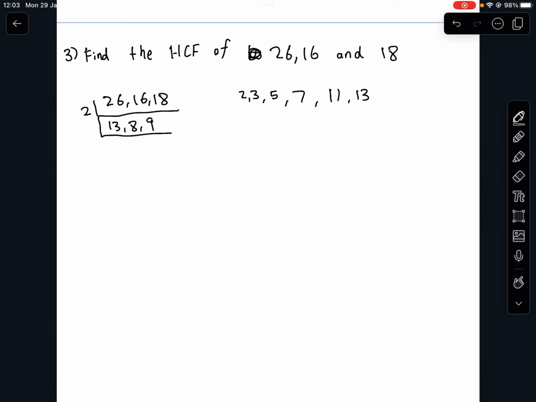13 is divisible by 13, but 8 and 9 are not. And then any prime number after that is too big to be divisible by these numbers. So that means this is our simplest form. So the HCF of 26, 16, and 18 is just going to be 2.